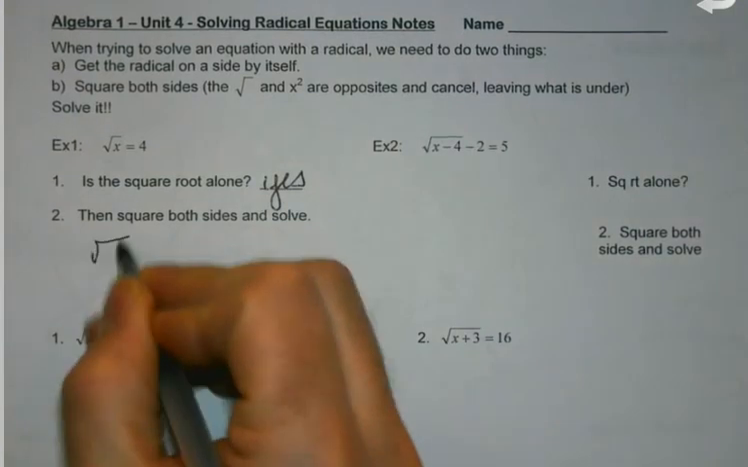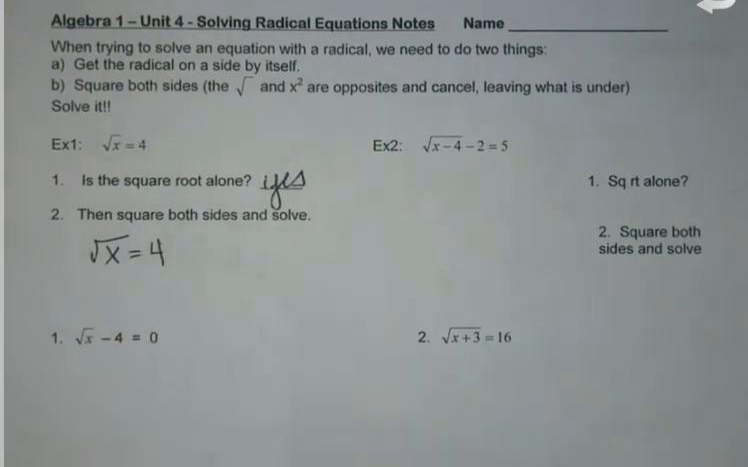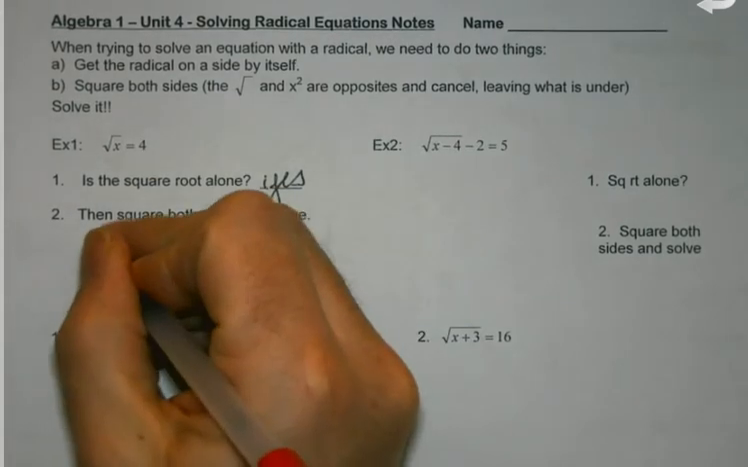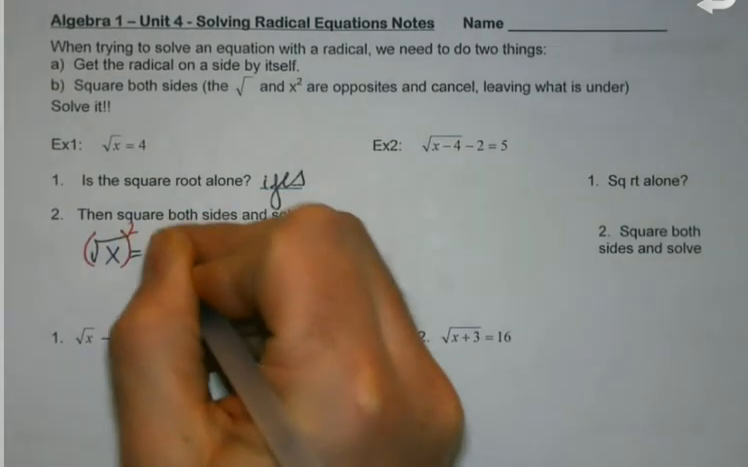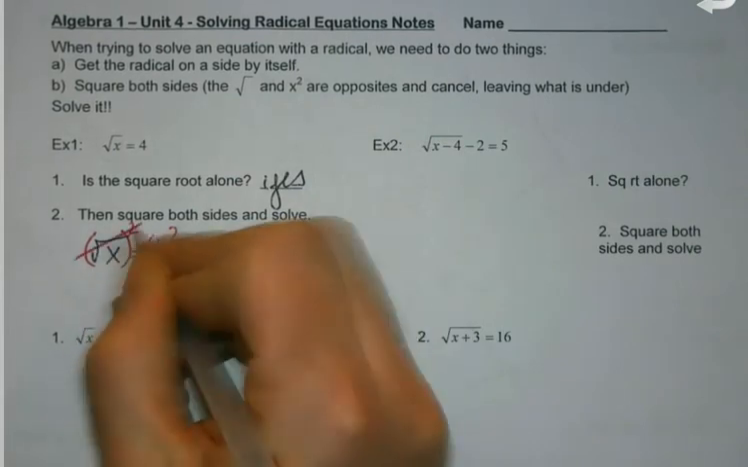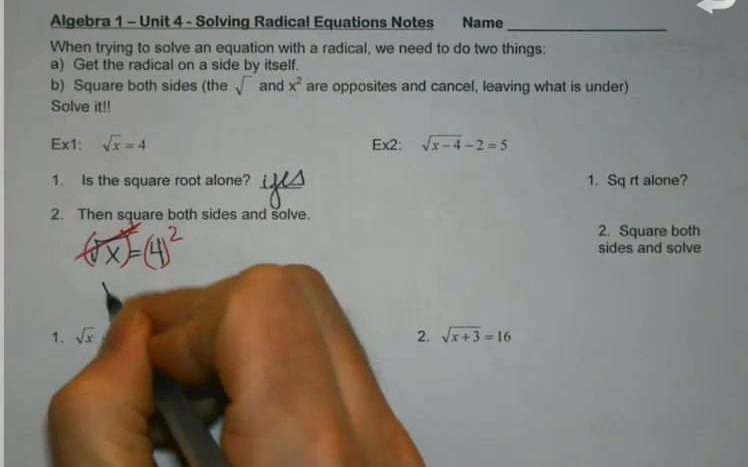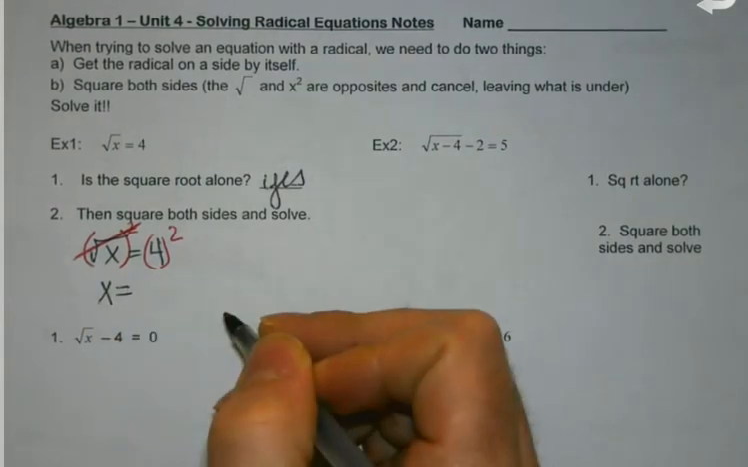So here's my initial equation. Just like when I'm doing any equation, whatever I do to one side, I have to do to both. So to get rid of the square root, I've got to square. So the square root and the squared kind of wipe each other out. They're opposites. And then, here could be the moment of truth on this.